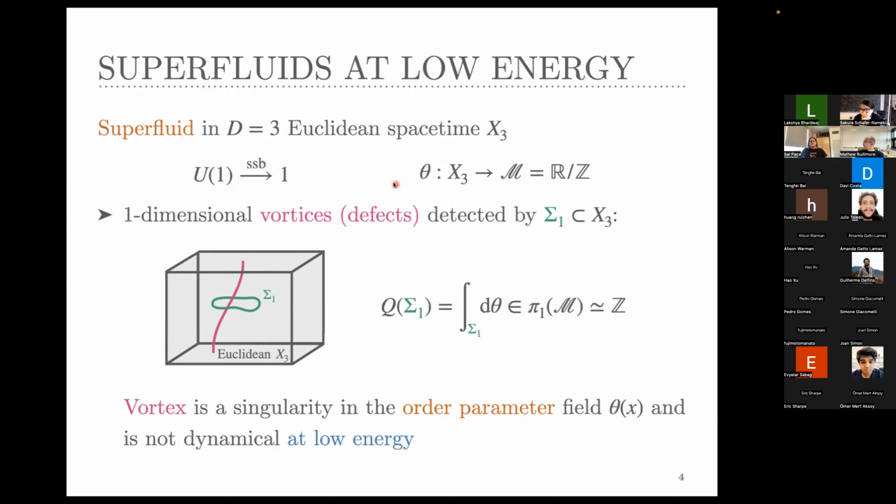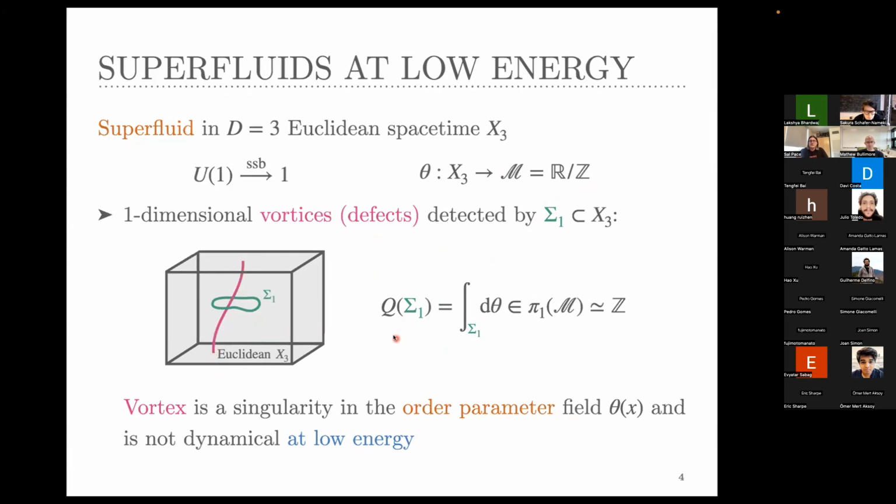The aspect of this superfluid that I care about the most right now is the presence of one-dimensional vortices, which are defects. These can be detected by taking some one-dimensional submanifold of spacetime. This loop is sigma 1. If this pink line is the vortex, you can detect it by taking sigma 1 and wrapping it around, okay? Then you can tell you have a vortex that links with sigma 1 by calculating the winding number of theta. Because this M is topologically non-trivial, the winding number will take values in integers, and simply counts the number of vortices that are linked with sigma 1.